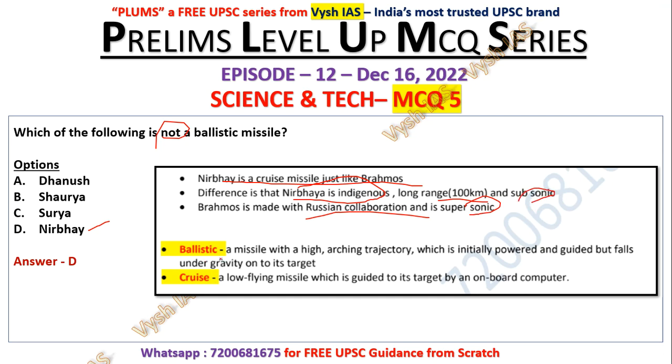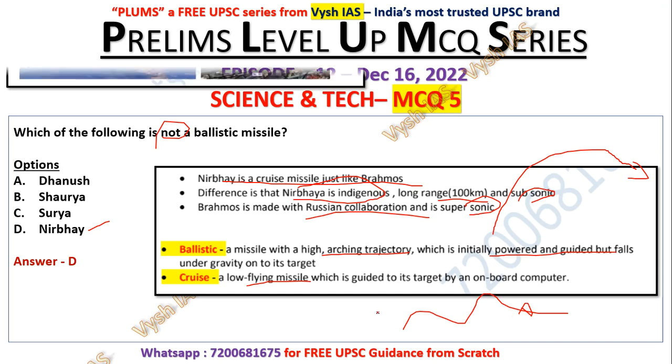Now what is ballistic and cruise? Ballistic is a missile with a high arcing trajectory, initially powered and guided but then falls under gravity, meaning you release it, then it will go and fall under the power of gravity. But a cruise missile is a low flying missile, and it is guided, meaning you have to lock a target and then it will go and hit the target correctly. It does not go under the force of gravity, but is programmed to go to a particular destination. That is a cruise missile basically.